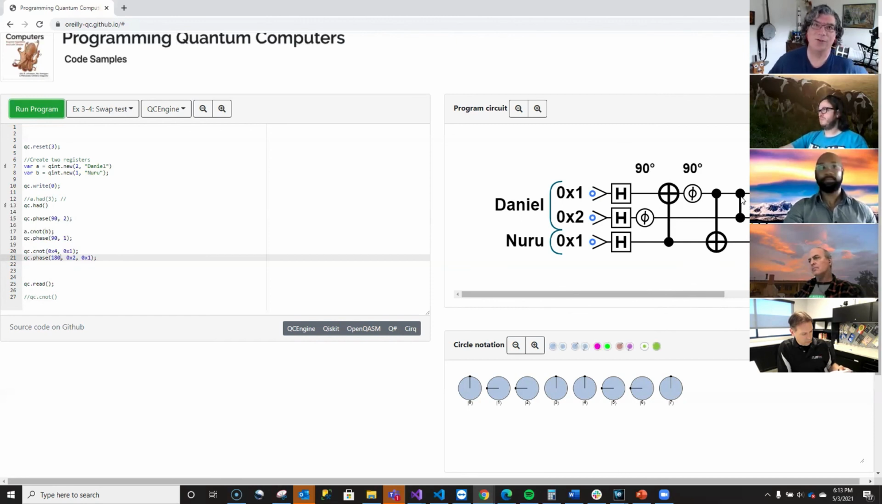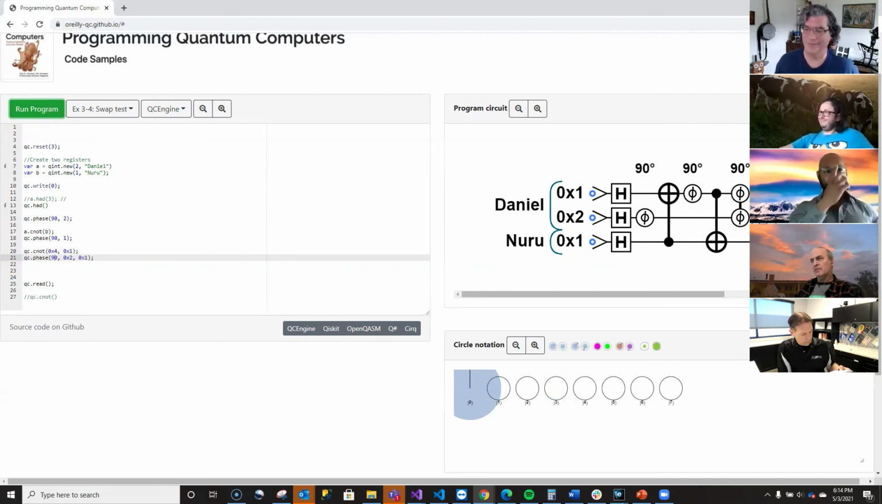Yeah, I think if you change your 180 to a 90, then it'll go back to that other notation that shows the phase on both of those qubits. Anything but 180, yeah. Okay. So basically this is a C phase. Yes, it is. Okay. So guys, we were right all along. This is a C phase.